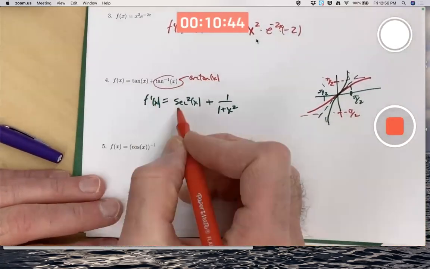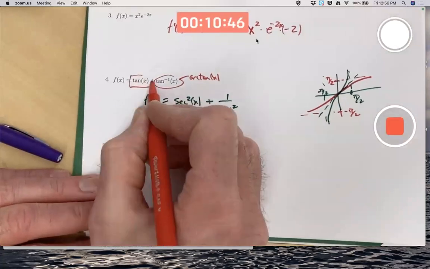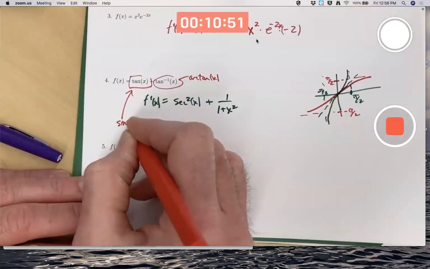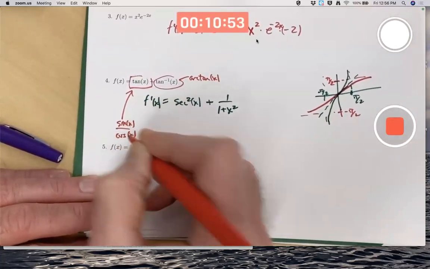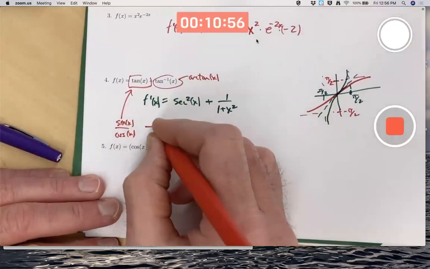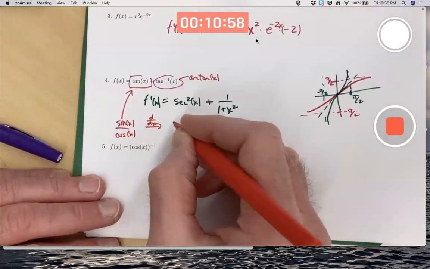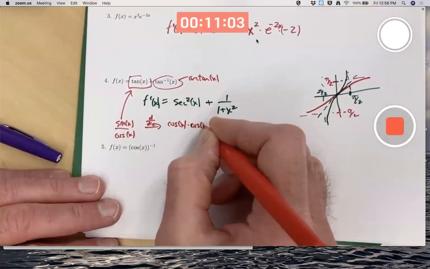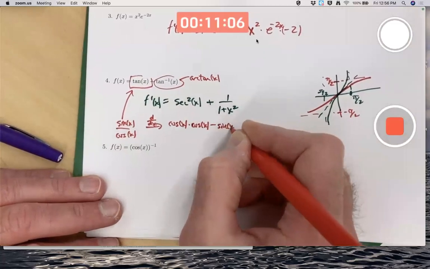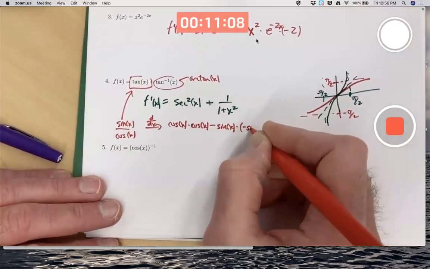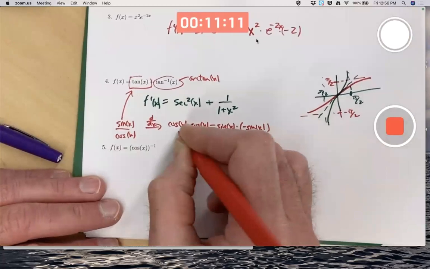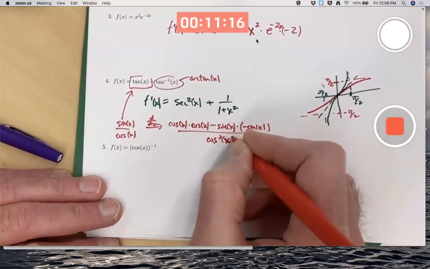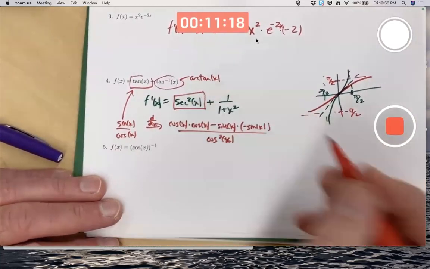By the way, if you didn't memorize the derivative of tangent, you could have derived it from the quotient rule, because tangent is sine over cosine. If you differentiate that with the quotient rule, low d high minus high d low over the square of what's below, that is also the answer that matches secant squared.